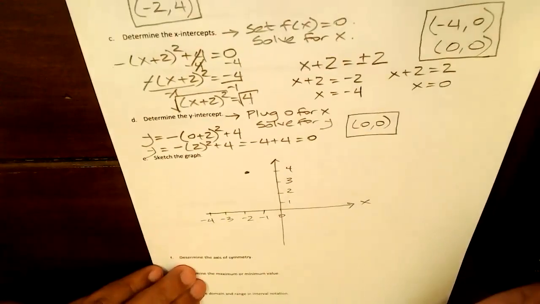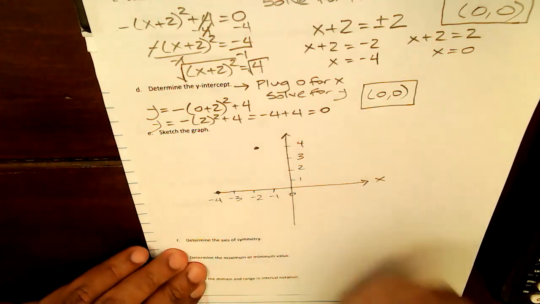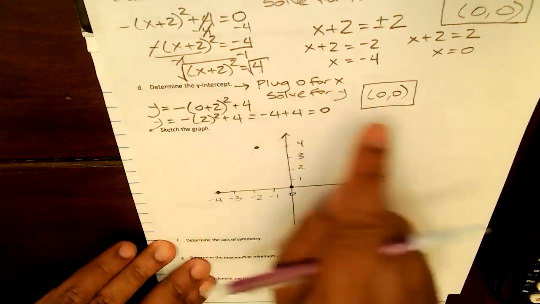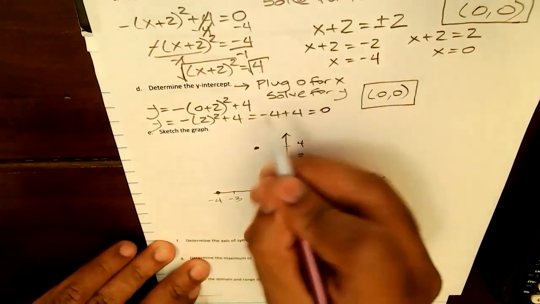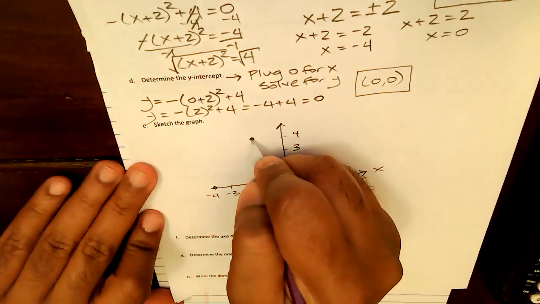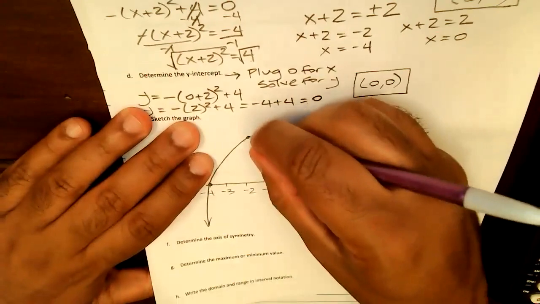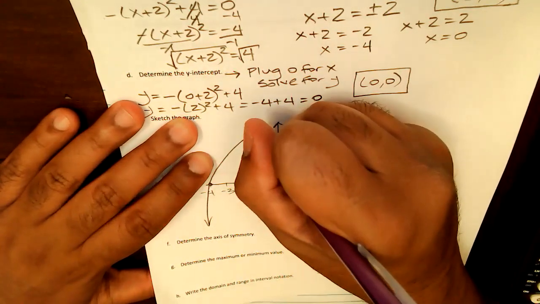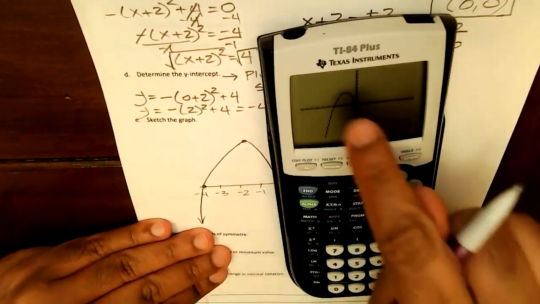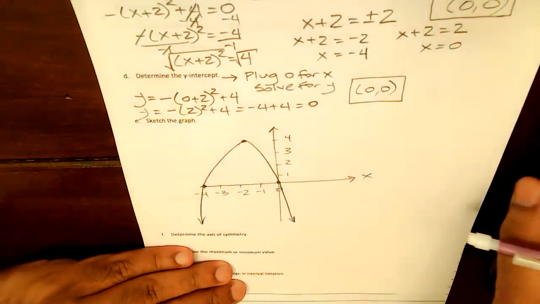Next, I'm going to put in my intercepts. So my x-intercepts were negative 4, 0, and 0, 0. So there's negative 4, 0 on the x-axis, as well as 0, 0 on the x-axis as well. And then the y-intercept was also at 0, 0, which we already plotted. We discussed how our parabola is going to be opening down. So from the vertex, I'm going to draw my parabola opening down. So it's going to look like this, which is what we had graphed on the calculator. So you can use your calculator to help you with this sketch.